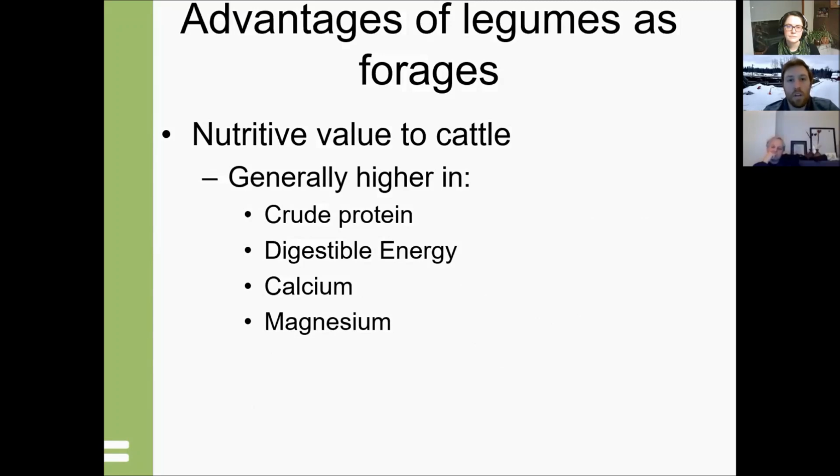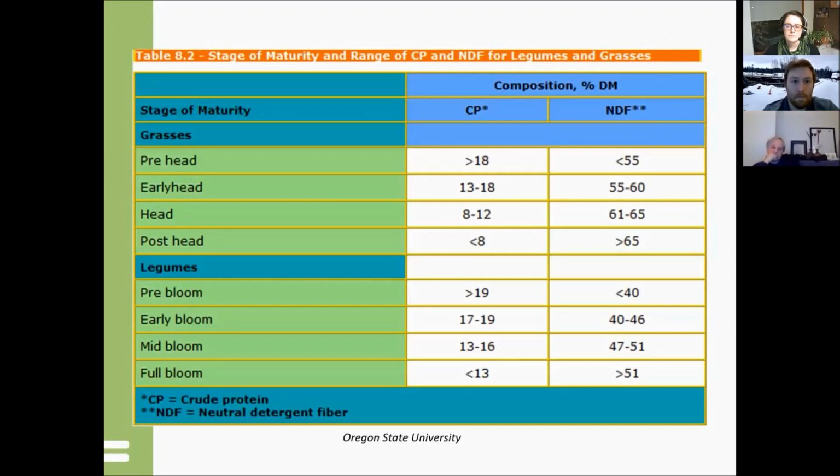And then, of course, another advantage is the nutritive value that it gives to cattle, because legumes are typically higher in crude protein, digestible energy, calcium, and magnesium.